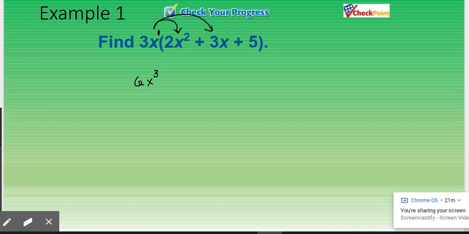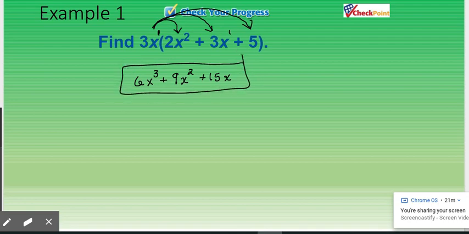3x times 3x. 3 times 3 is 9. X to the first times x to the first is x squared. And lastly, 3x times 5, it'd be 15x. And I'm done. No like terms.